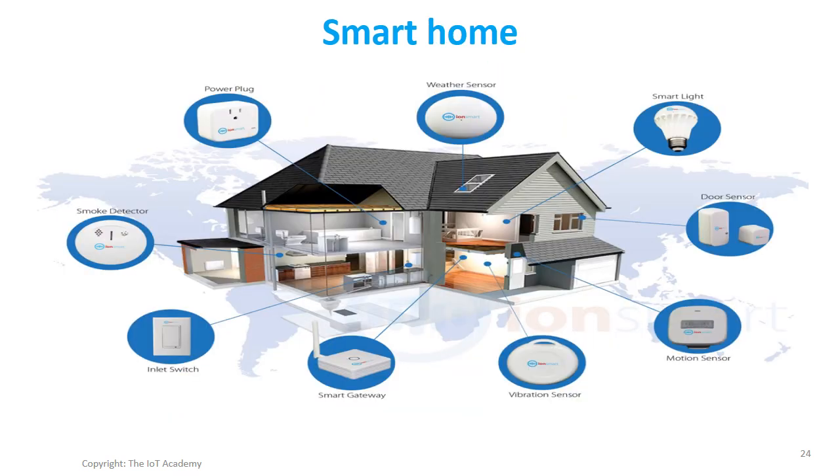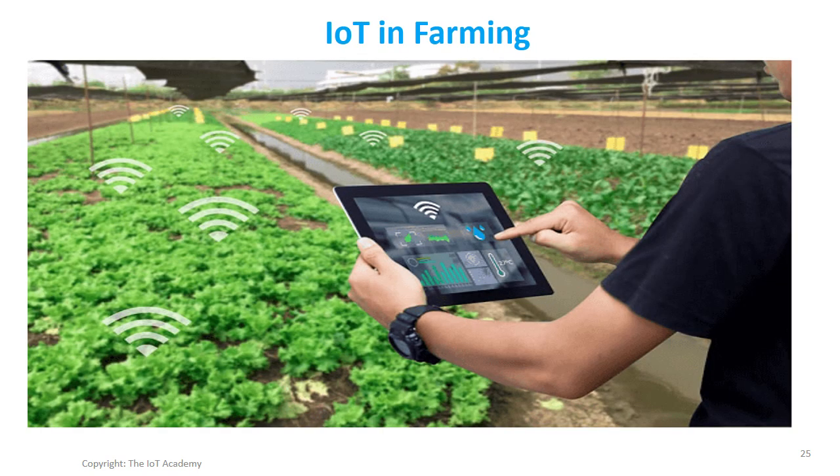Another is the smart home application. We can monitor devices on our mobile. We can turn devices on and off. There are different sensors, like weather sensors, vibration and motion sensors, and door sensors. We can enhance the security of our home using IoT. We can also use IoT in farming. We can check the health of the plant. We can check the moisture in the soil through IoT, and we can monitor them.